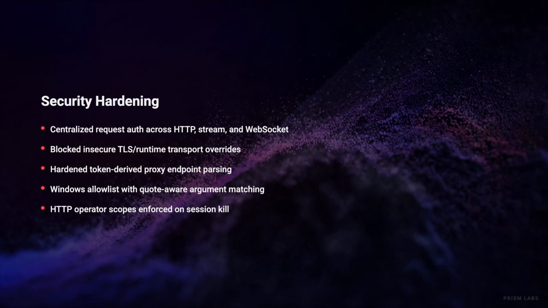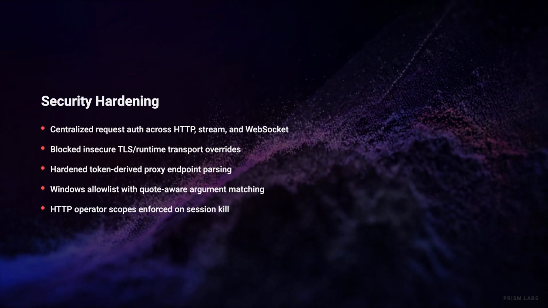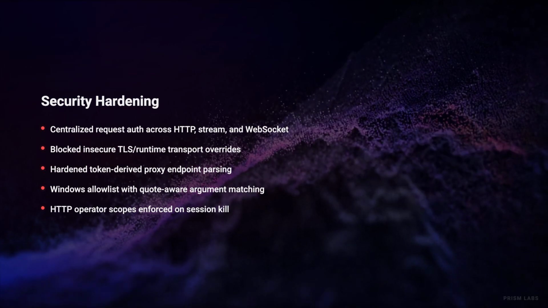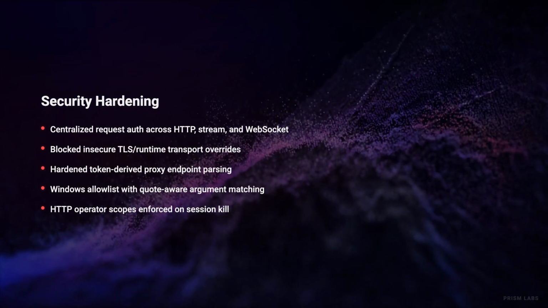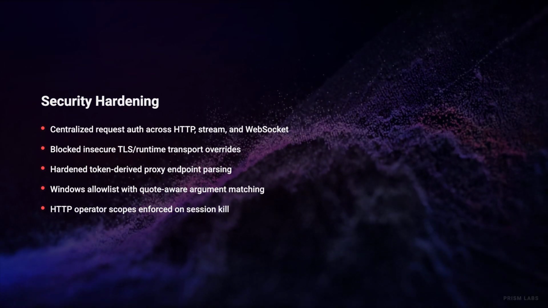Insecure TLS and runtime transport overrides are now blocked. Native GitHub Copilot API hosts are properly classified, and token-derived proxy endpoint parsing is hardened against injection. OpenAI-compatible routing now verifies native endpoints before forwarding.